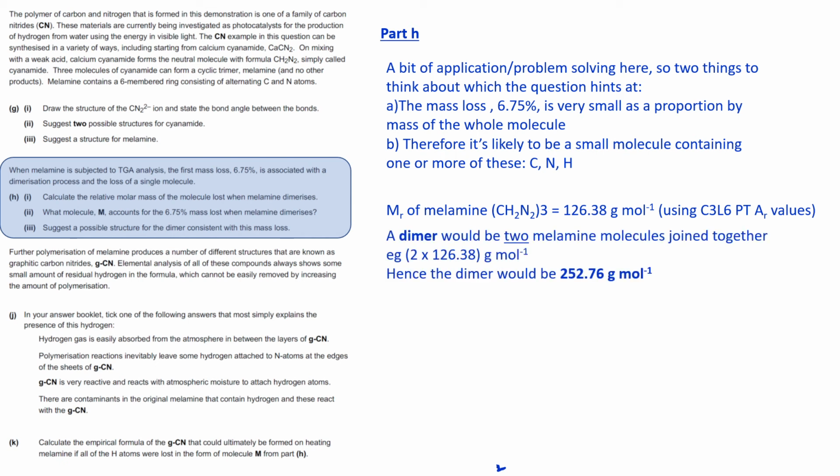The dimer would be 2 melamine molecules joined together, so the dimer would be 252.76 grams per mole. So to work out the percentage of 6.75, you can multiply that value by 0.0675, that gives you 17.0613 grams per mole. So the small molecule would be NH3.